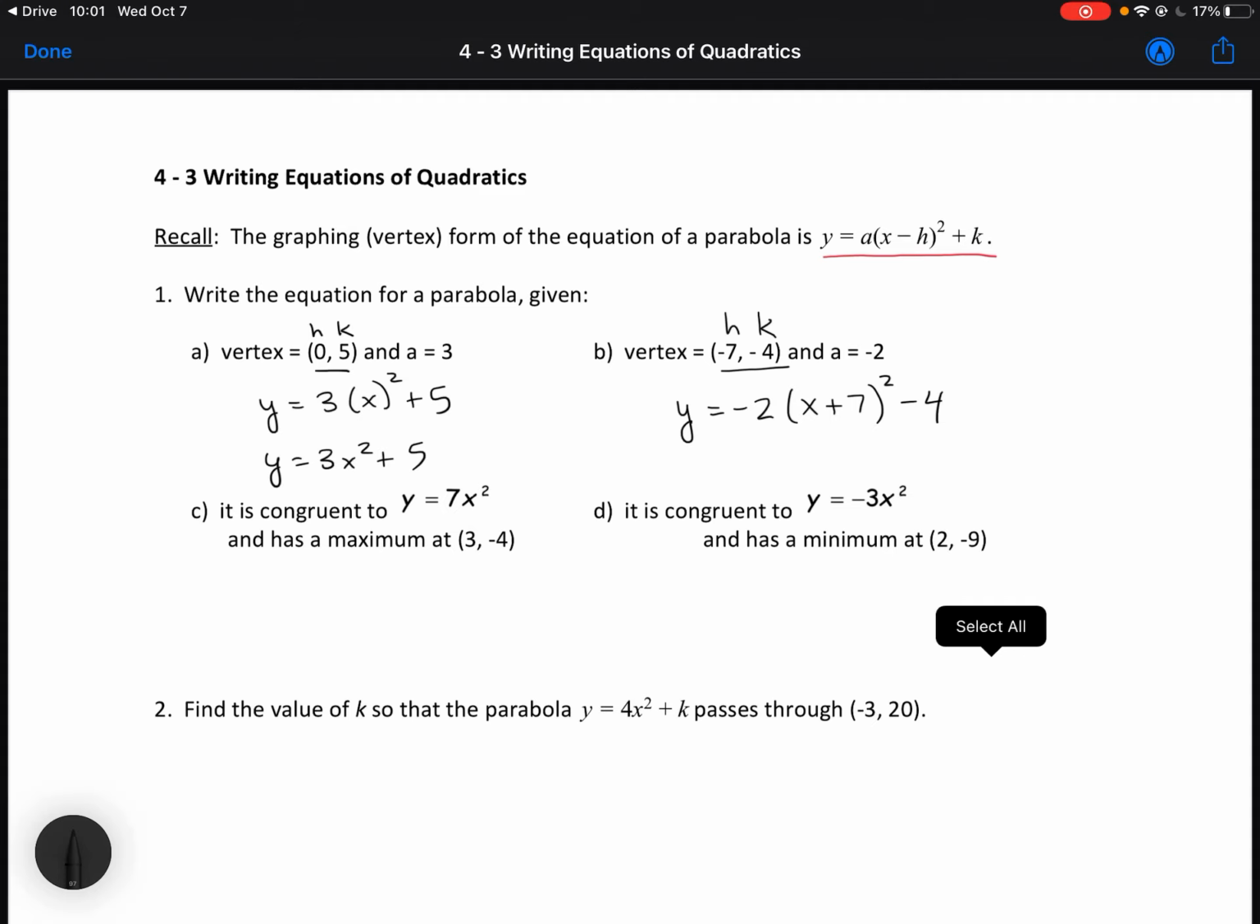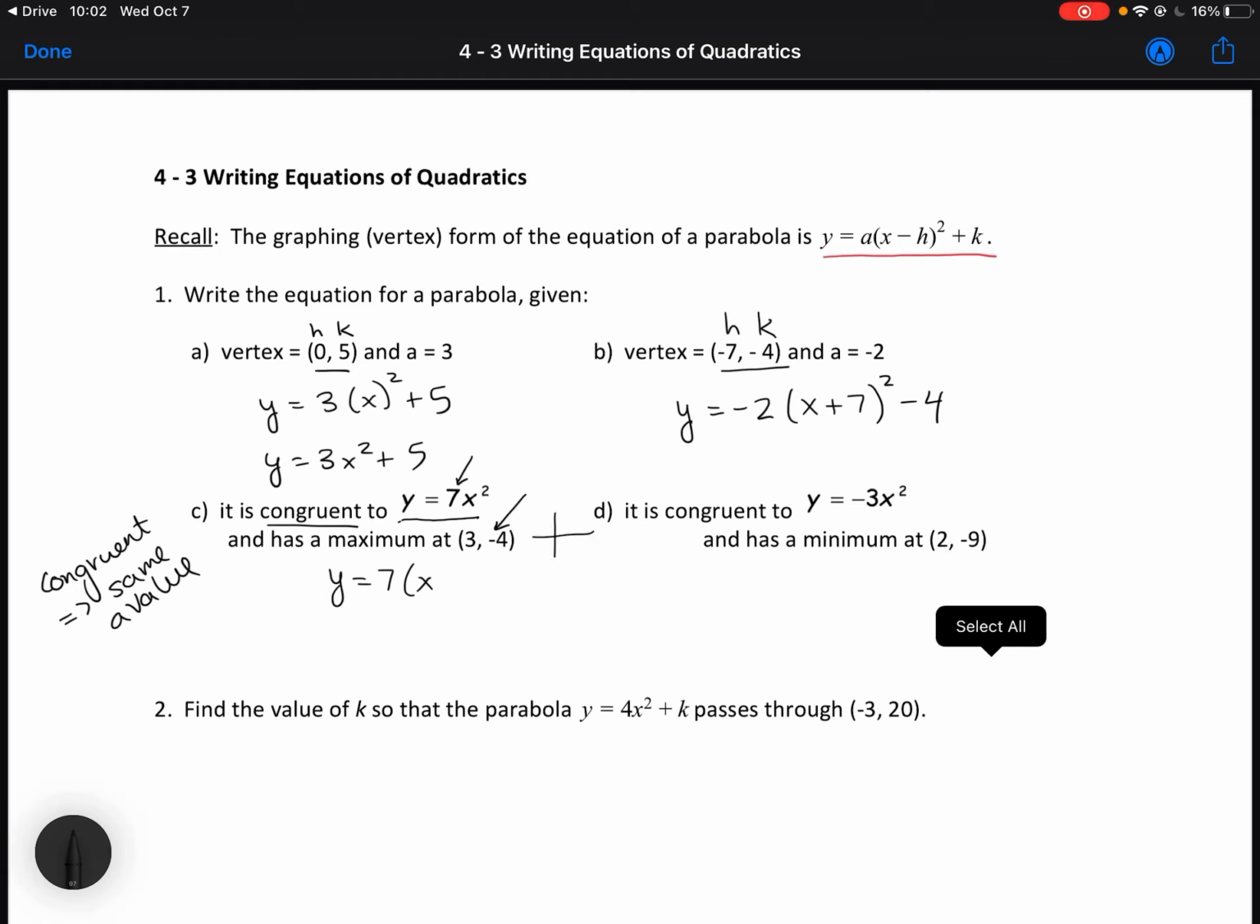Now we're going to extend our definition a little bit, and I'm going to give you the information that the parabola I'm looking for is congruent to y equals 7x squared. That means that they have the same a value. So congruent is same a value, just like parallel lines. So here we go: y equals 7. I've got my a value. Now I need my h and k.